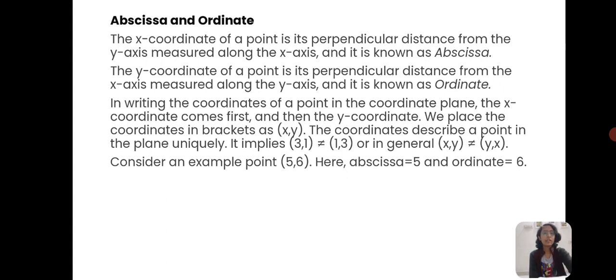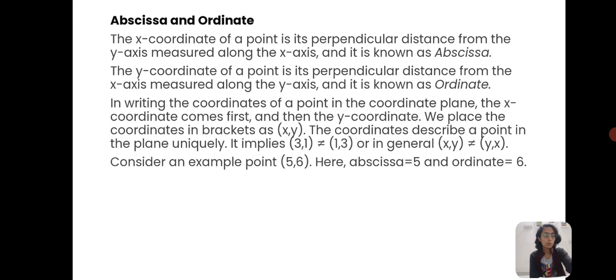Abscissa and ordinate. The x-coordinate of a point is its perpendicular distance from the y-axis measured along the x-axis and it is known as abscissa. The y-coordinate of a point is its perpendicular distance from the x-axis measured along the y-axis and it is known as ordinate. In writing the coordinates of a point in the coordinate plane, the x-coordinate comes first and then the y-coordinate. We place the coordinates in brackets as (x, y). The coordinates describe a point in the plane uniquely.